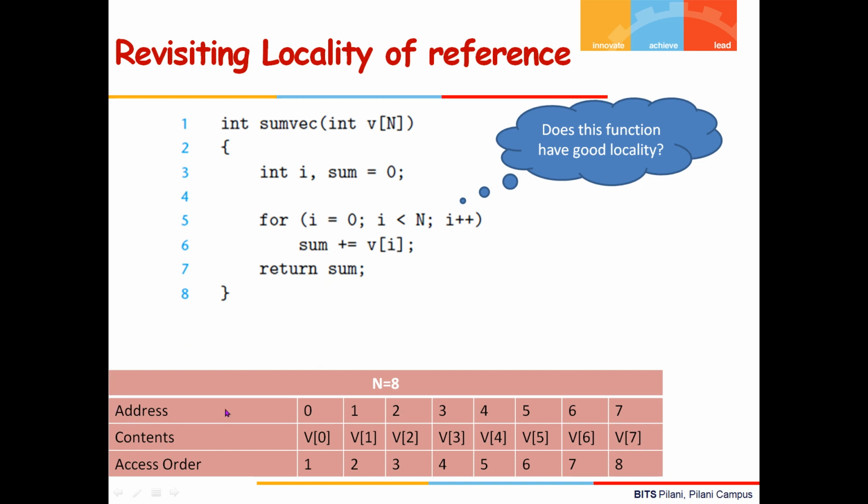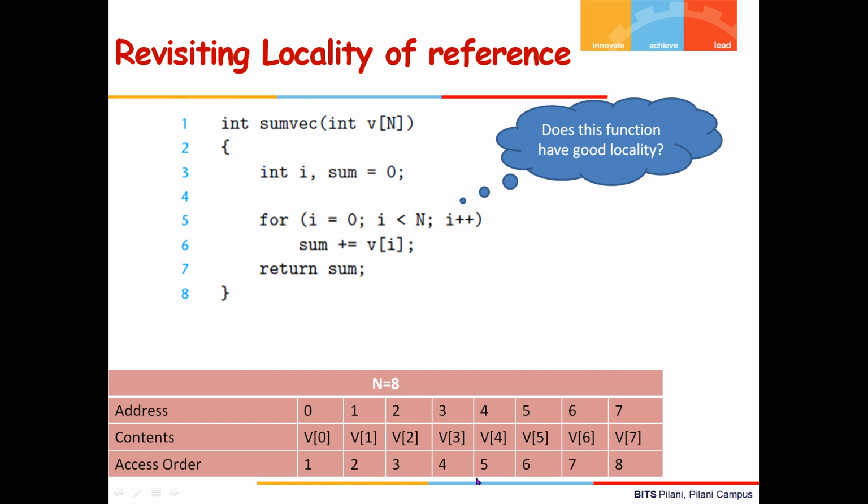Now let us see, if the value of n is equal to 8, then we have 8 memory locations. Assuming, for clarity of understanding, that the first address is 0, then 0 is the first address, 1 is the second, so on and so forth, and 7 is the 8th address. The content of address 0 is going to be v[0], because that is the array's first item. Similarly, v[1] is going to be in location 1, and v[7] is going to be in the 8th location.